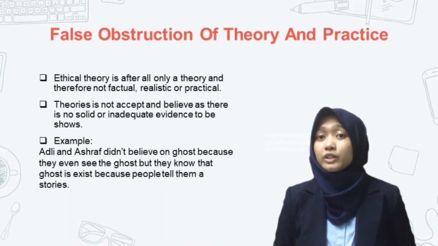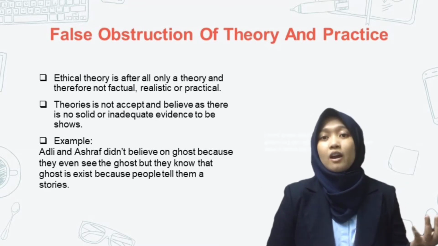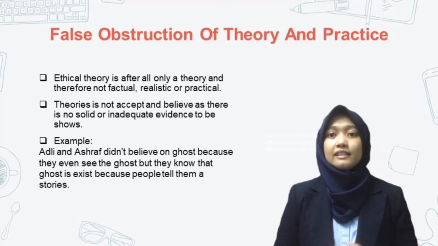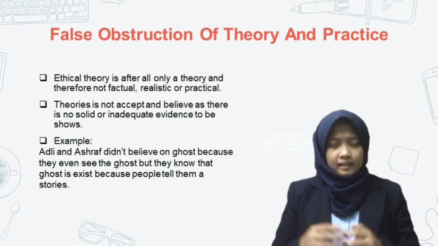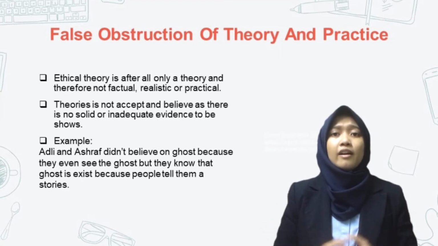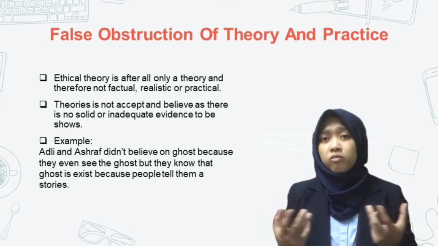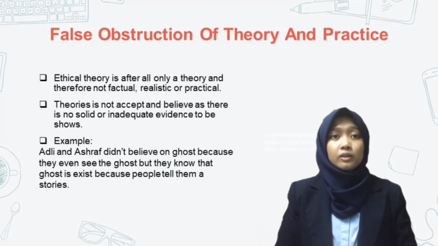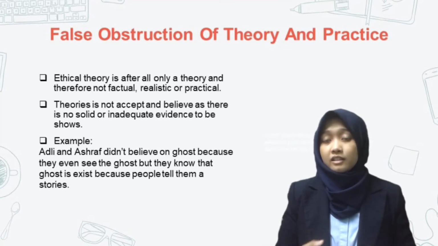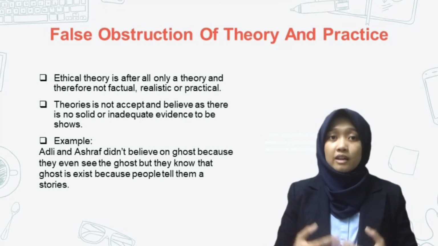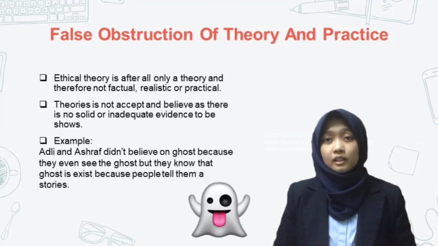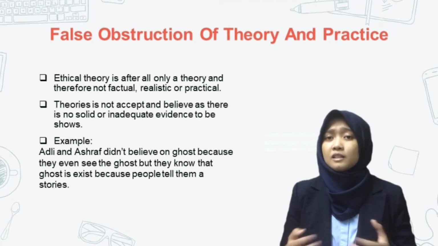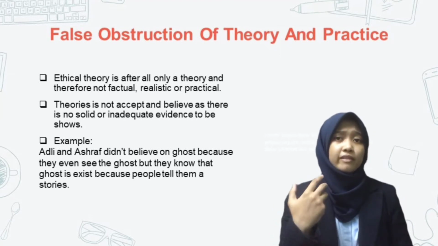Okay, now I'm going to share with you the last obstacle in moral reasoning, which is false abstraction of theory and practice. This means theory is just a theory. This is because there's no factual, realistic practice. There's no proof that shows the theory is true and the theory is not being practiced. So the theory is not accepted and believed as there's no solid or adequate evidence to be shown. For example, ghosts. How many of you believe in ghosts? Just because you cannot see, then you don't believe in ghosts.